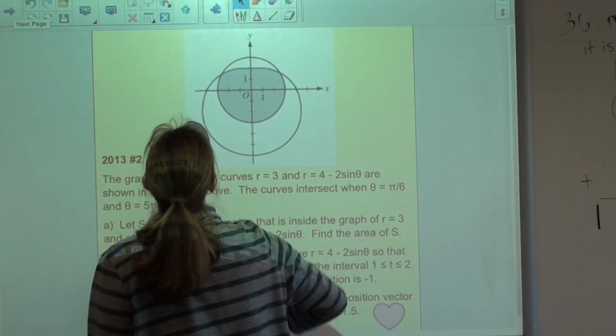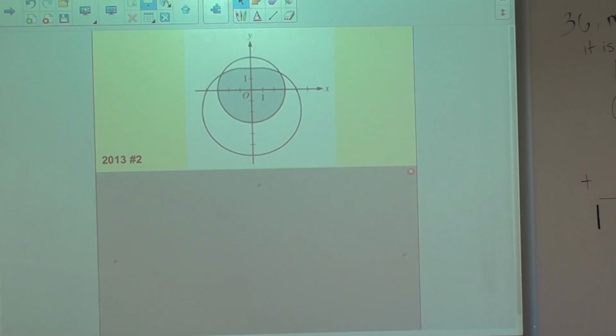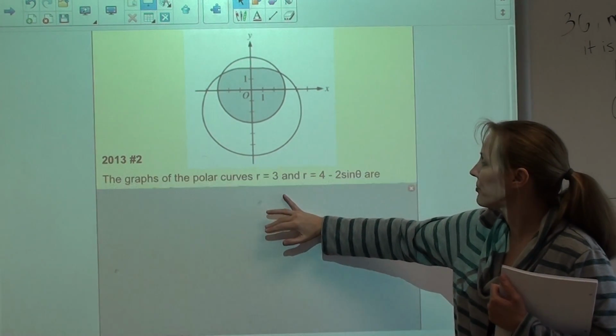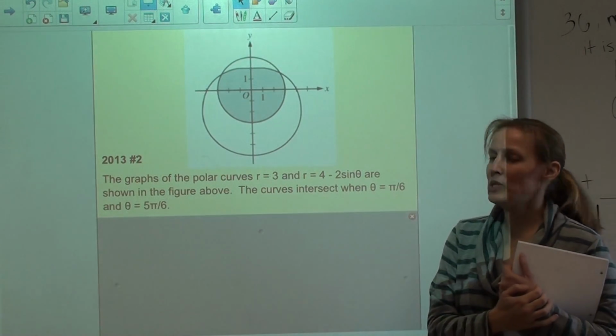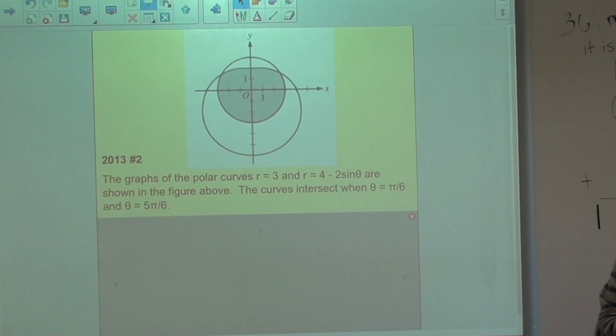All right. This next problem actually kind of bridged polar, parametric, PVA, and vectors all together into one big problem, right? I have this as a handout, but I'm going to start you on it before I hand it out. So let's just read a little bit. This was 2013, so we're just going back a couple of years. The graphs of the polar curves r equals 3 and r equals 4 minus 2 sine theta are shown in the figure above. The curves intersect when theta is pi/6 and 5 pi/6. They gave you the points of intersection.